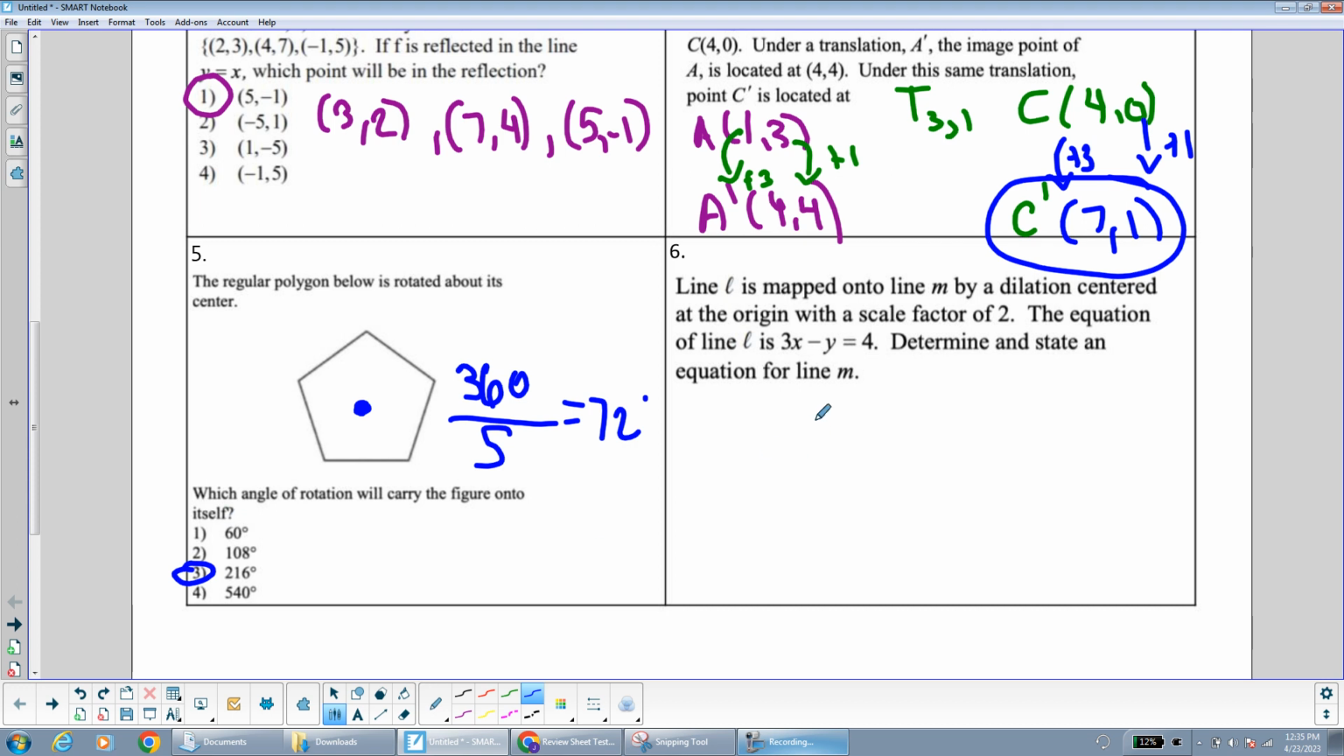Okay, over here we have a dilation centered at the origin. So our rules apply. It's nice when we have a dilation centered at the origin, and the scale factors too.